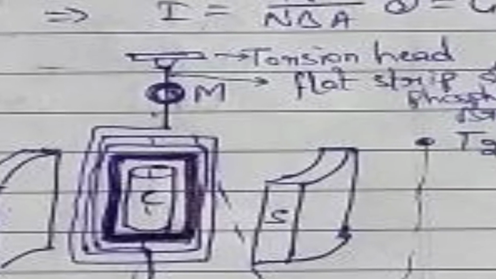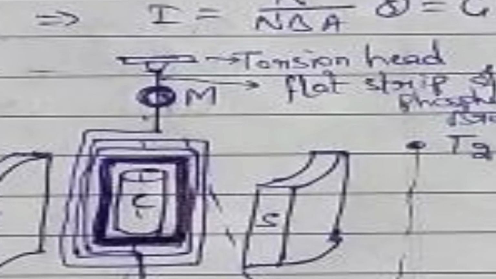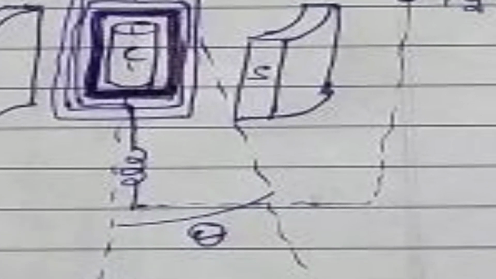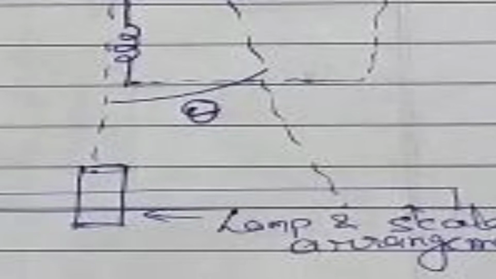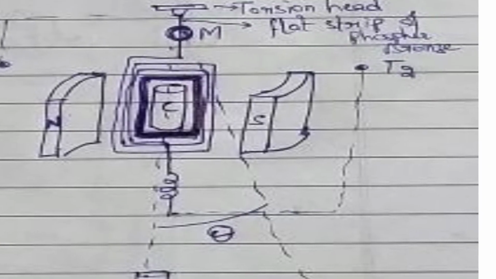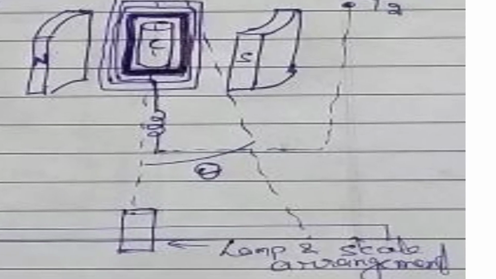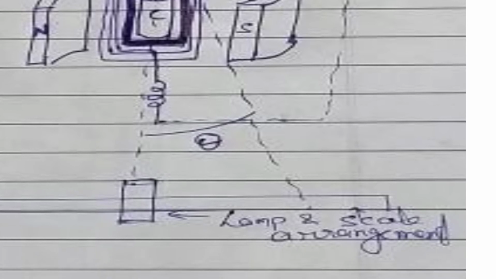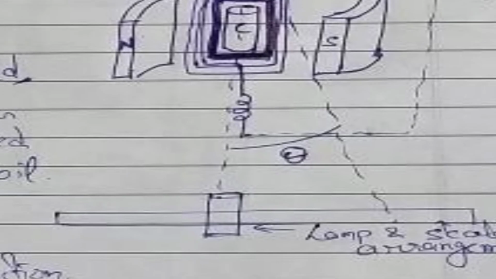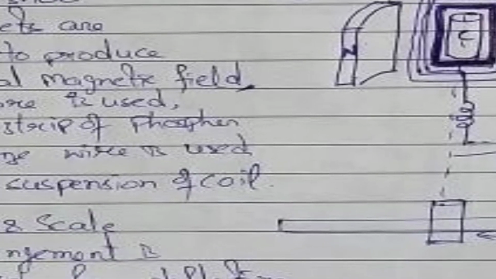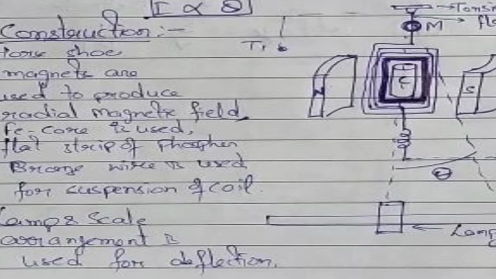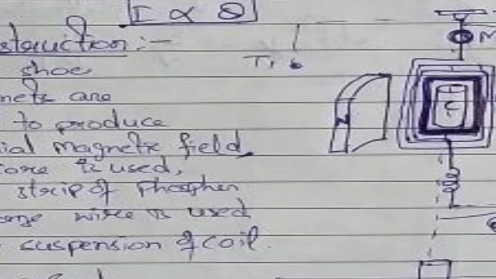It is suspended vertically with the help of a torsion head. You see here is a flat strip of phosphor bronze wire on which mirror M is suspended. On this mirror we have to send light using a lamp and scale arrangement. When this coil oscillates, then definitely it deflects, and that deflection is observed on the scale. Let that deflection be theta. So the more the deflection, the more the current, as we have discussed in the theory that I is directly proportional to theta.